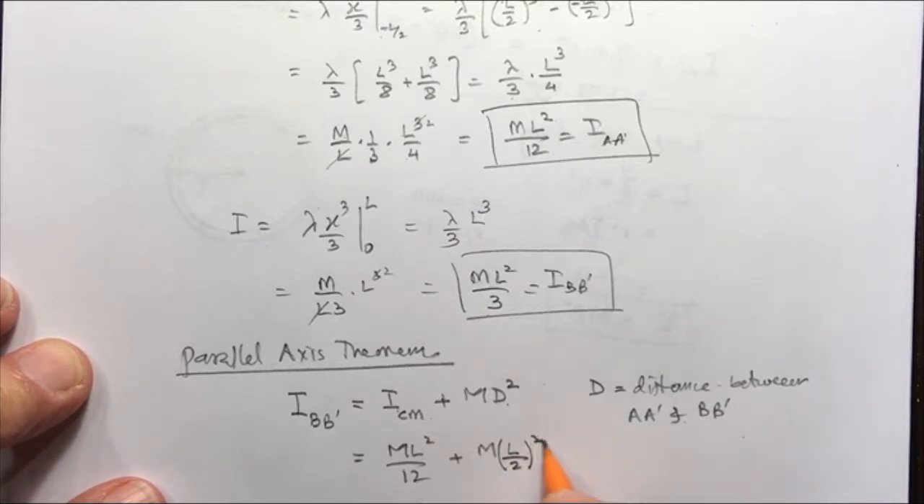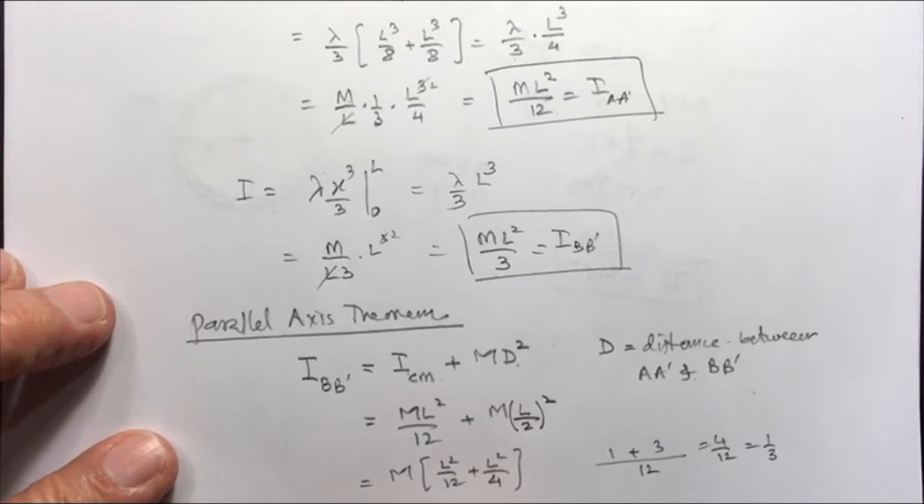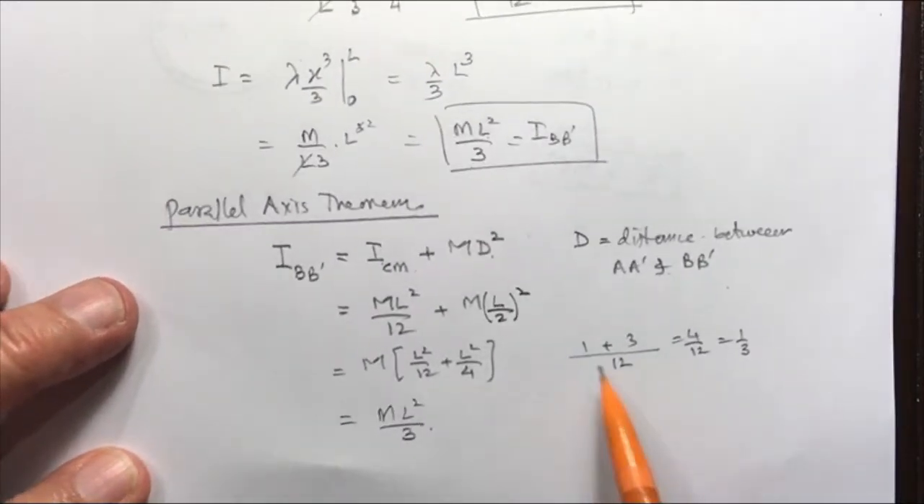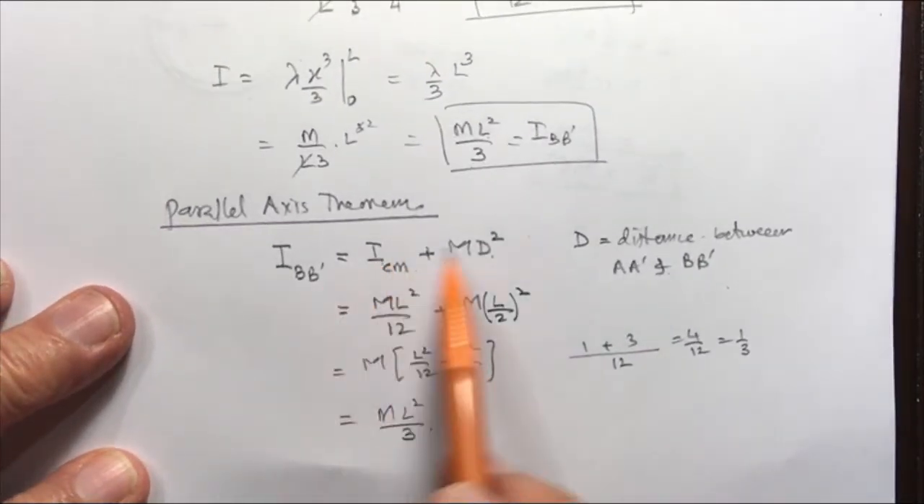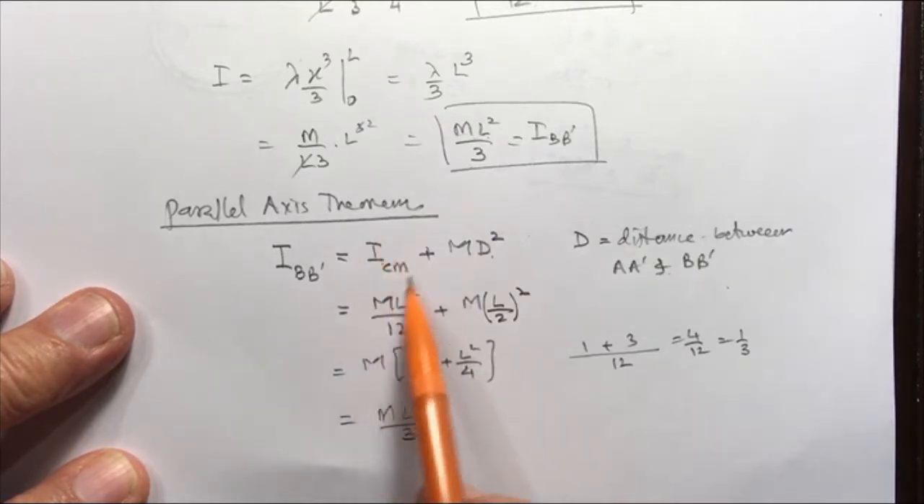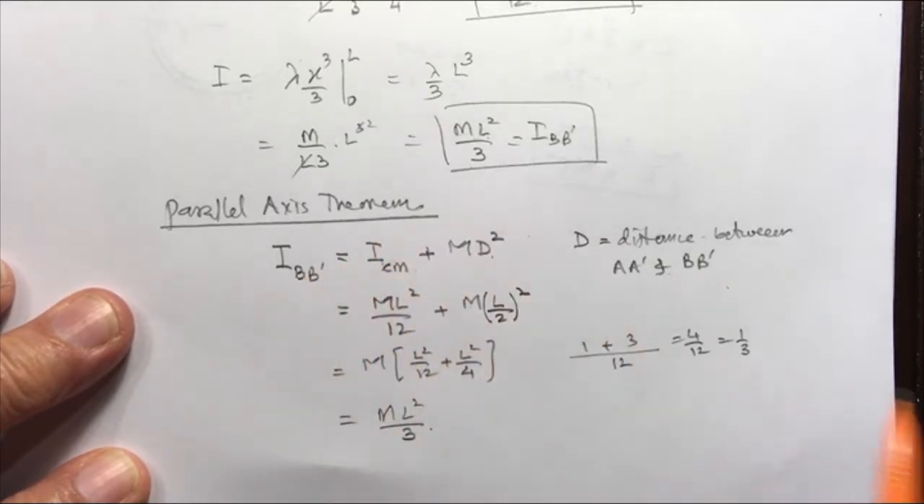squared. So if we solve that, we can take the m outside, and we have L squared over 12, and we have L squared over 4. And the LCM of 12 and 4 is 12, so we get 1 plus 3, which is 4 over 12, which is 1 by 3. So this simply becomes ml squared by 3, which is what we had earlier. So we can use this theorem.